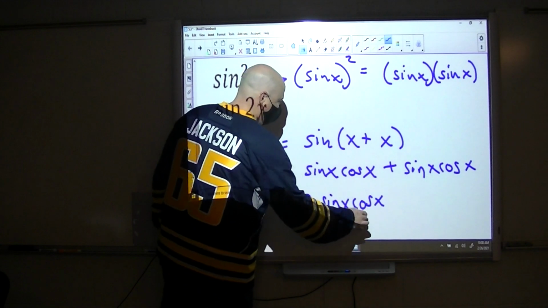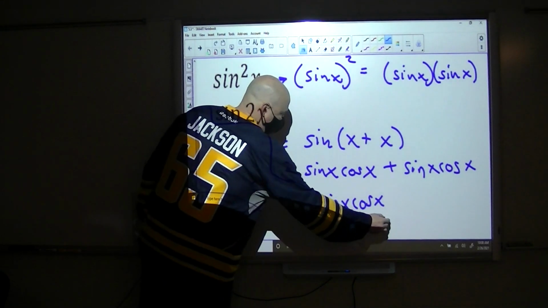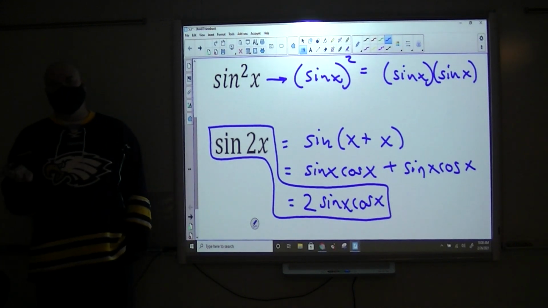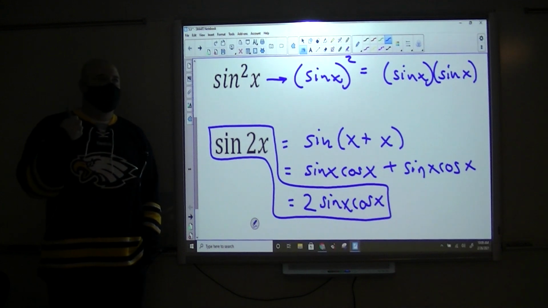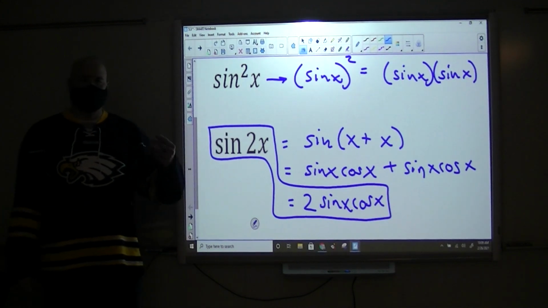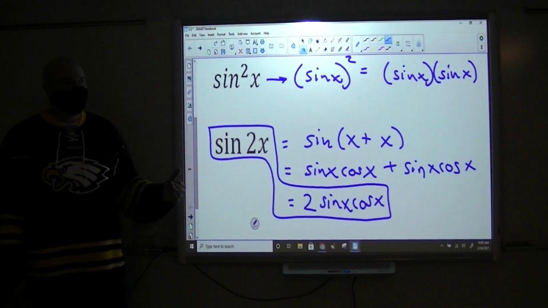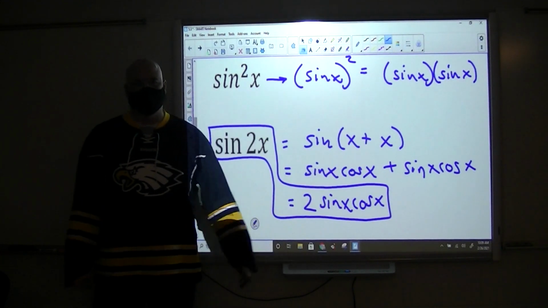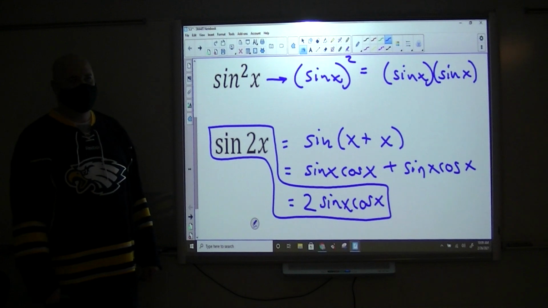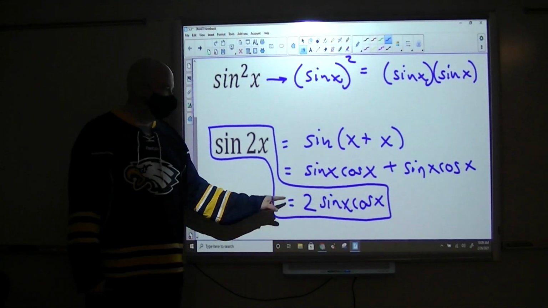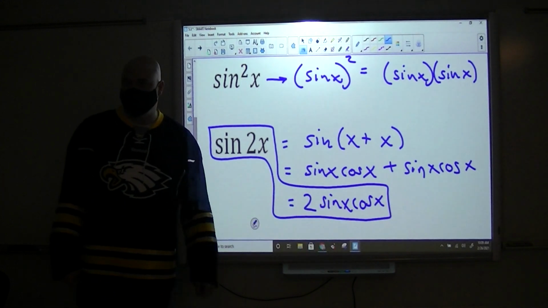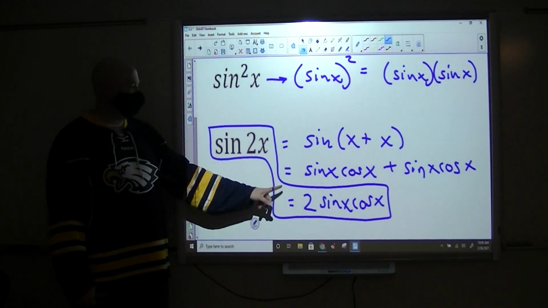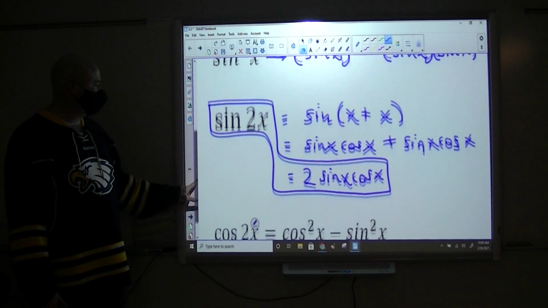If you look at the identities sheet that's in Schoology, that's the equivalence statement. So double angles are formulas, shortcuts, substitutions, call them whatever you want, for finding the sine of the same angle twice, using a sum formula. You'll want to write this down, because that's the substitution. That's like saying cosecant is 1 over sine. Sine of 2x is equal to 2 sine x cosine x.